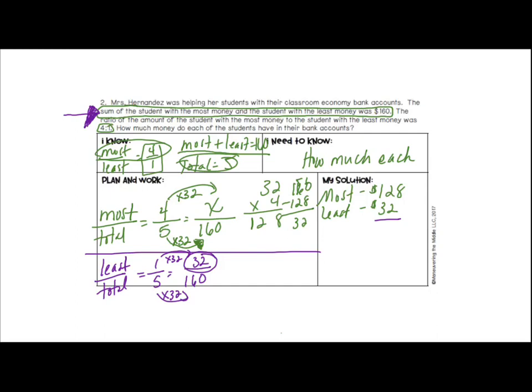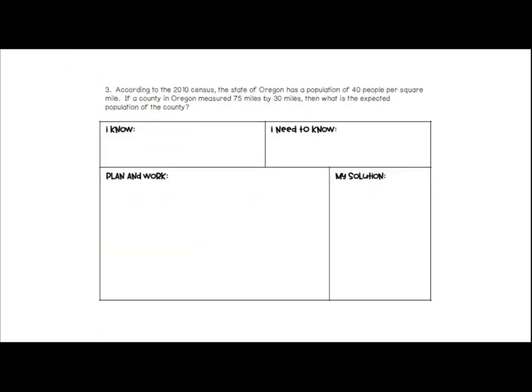No matter which ratio you would have started with, you would have been able to find the least and the most. This problem is super important because you are going to have to read and sometimes understand the fact that you're going to need the total. Not all the time, but sometimes. So let's look at the next problem.